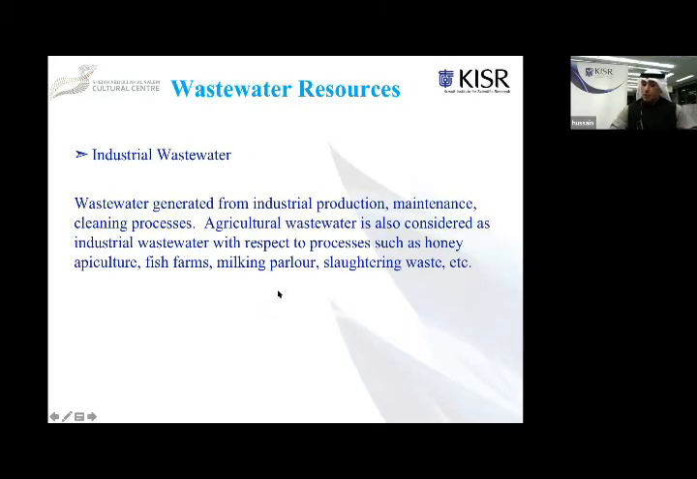Now we'll come to the industrial wastewater, which is the second type of wastewater here. Of course, it is wastewater generated from industrial production, maintenance, and cleaning processes. Any industry will not be zero of those elements. Agricultural wastewater is also considered industrial wastewater because they have some activities that generate wastewater, including slaughtering waste.